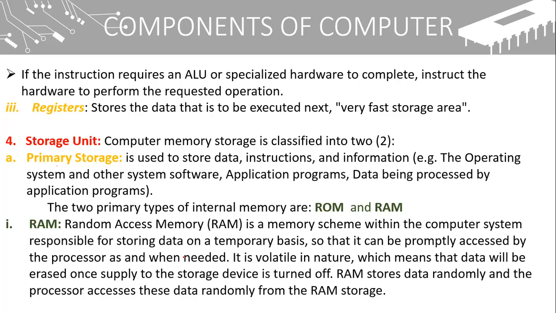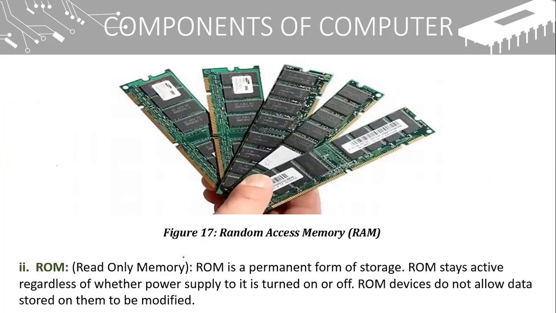So we say it is volatile in nature, which means that data will be erased once supply to the storage device is turned off. RAM stores data randomly, and the processor accesses this data randomly from the RAM as well. So this is the diagram of the RAM. This is how the RAM looks like.